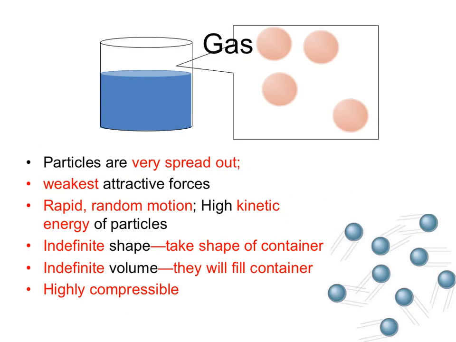The last state is the gaseous state, and as seen in the diagram, the particles are very spread out. They have the weakest attractive forces out of the three, and because of this, they are able to move in rapid, random, chaotic motion. We would say that they have high kinetic energy. Because of their weak attractive forces, they will take the shape of their container, so they have an indefinite shape, and they also have an indefinite volume because they will take up the space that any container gives them. They are highly compressible, and what that basically means for us is that the particles can move closer together, and that's because there is a large amount of space between those particles.